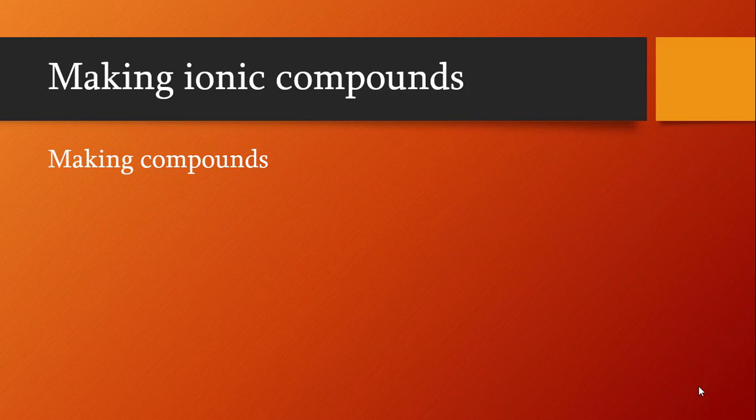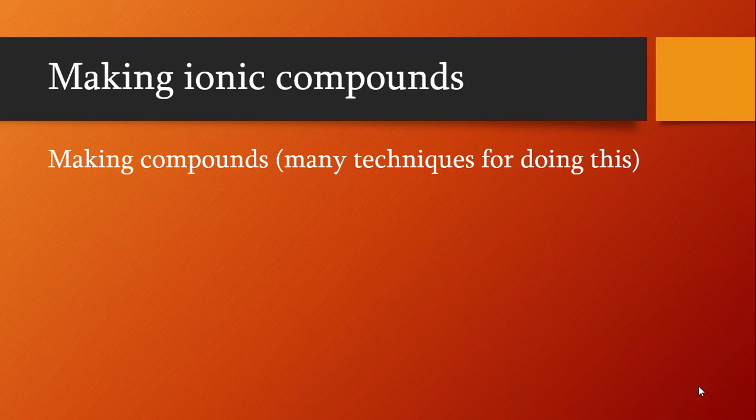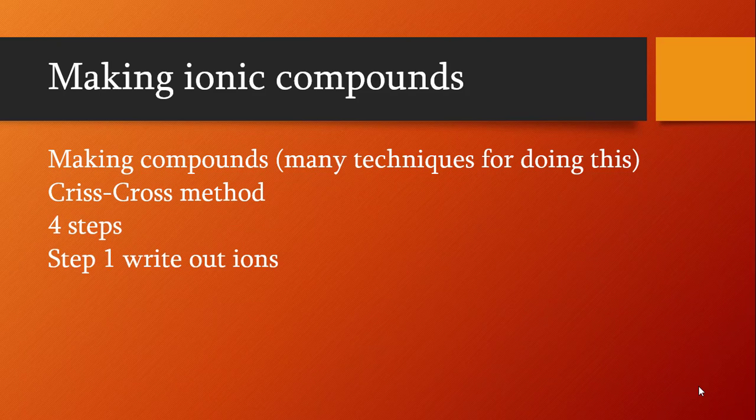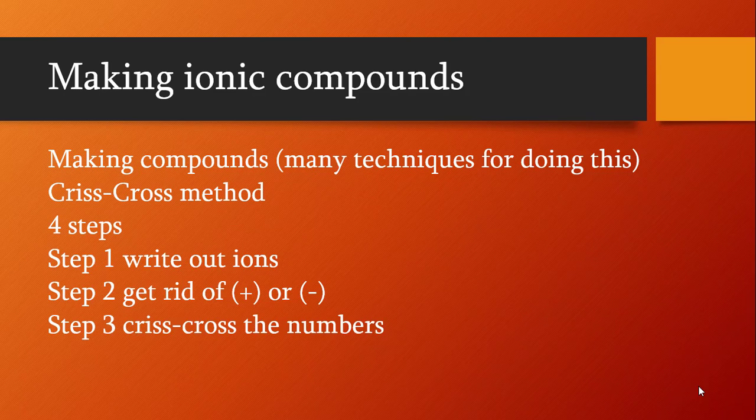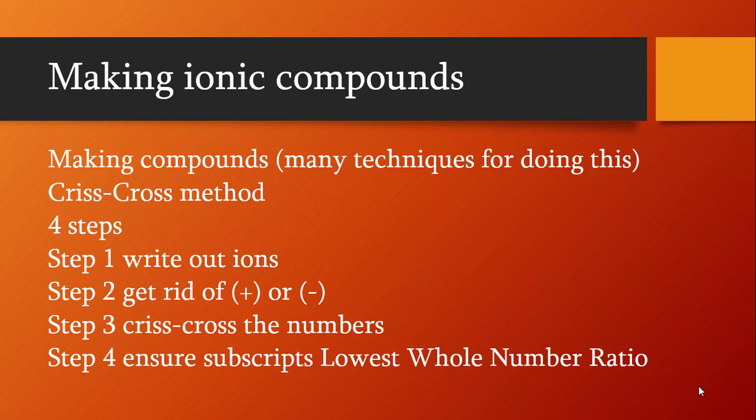Now, to make compounds, there are many different ways of tackling this. We're going to deal with a crisscross method, but if you need another method, come see me, I'll be happy to show you others. There are 4 steps to the crisscross method. In the first one, you write out the ions. In the second, you get rid of the plus or the minus sign. You're then going to crisscross the numbers. You'll see when we do the example. And then you make sure that the subscripts that you crisscrossed are in the lowest whole number ratio, which we're going to abbreviate as LWNR.